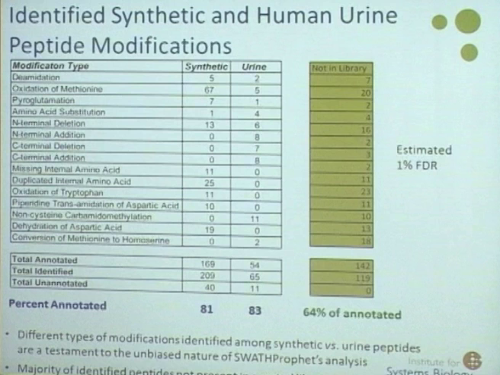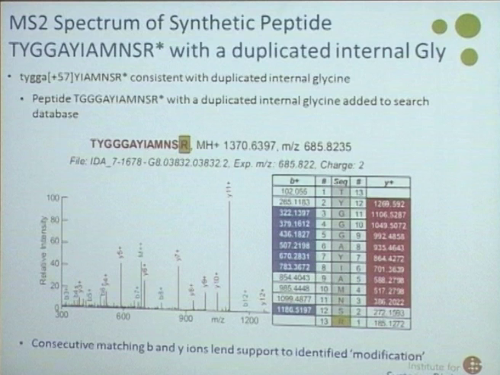like oxidation of tryptophan, dehydrations of aspartic acid, and conversions of methionine to homoserine lactone, and so forth. And these modifications can be attributed to the synthesis of the peptides, but also native as well. And if we look at the estimated false discovery rate, we look at how many we identified that were not in the library, and in large part we have over 65% of these that were not annotated at all in any library. I'll just go through a couple of brief examples of these.